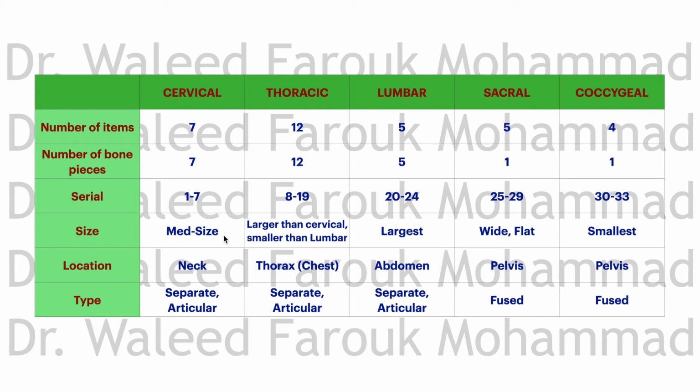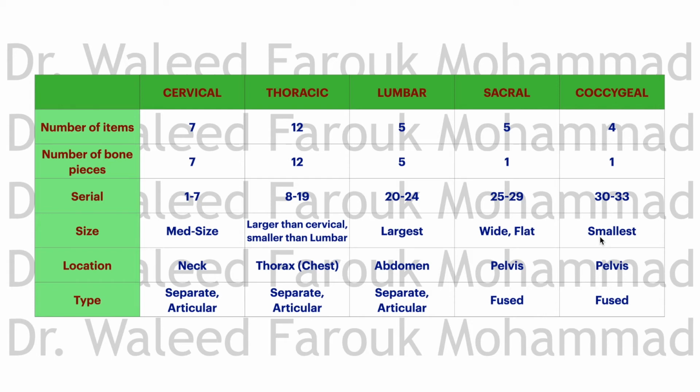Now about the size, the cervical size, you can call it of a mid-size. Means it's between the lumbar and thoracic, because the thoracic is larger than the cervical but smaller than the lumbar, and the lumbar is the largest vertebra, so the largest vertebra is the lumbar. Okay? The sacral vertebrae are wide and flat. They want to hear this from you. Wide and flat, the sacral vertebrae. And the coccygeal are the smallest vertebrae.